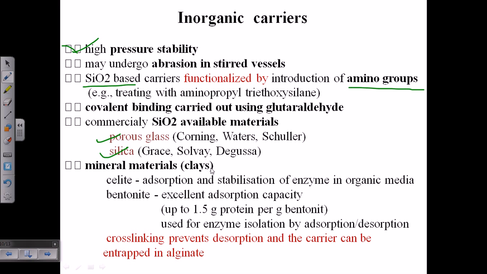Okay, now we can also use mineral materials like clays, like selenite, bentonite and all these things. Now cross-linking utilizing this kind of carrier can prevent desorption, and the carrier can be entrapped in alginate. So if you use alginate, it can serve like that. Now if we utilize this carrier for the cross-linking reaction, we can use glutaraldehyde for the cross-linking here. Okay, so these are the types of examples.